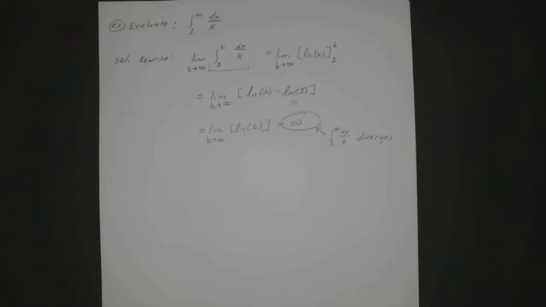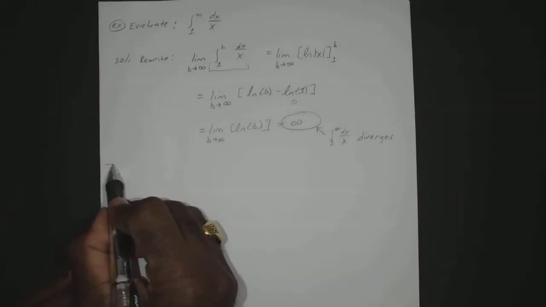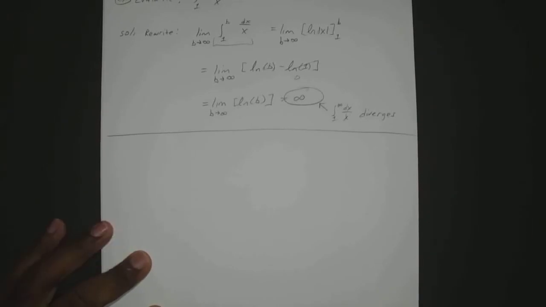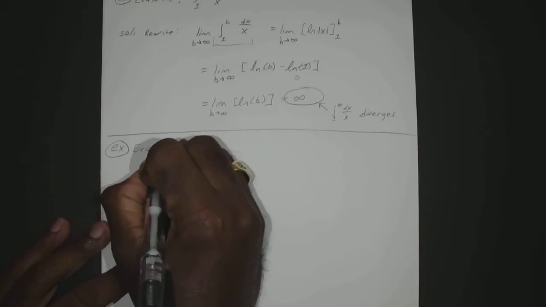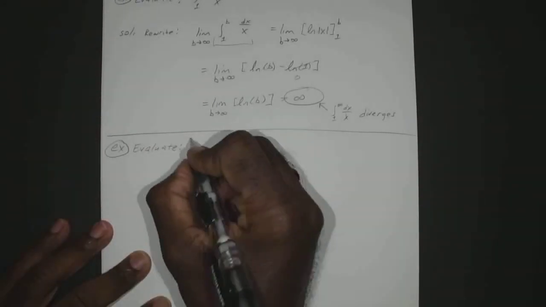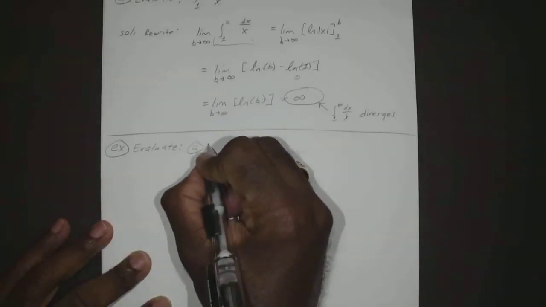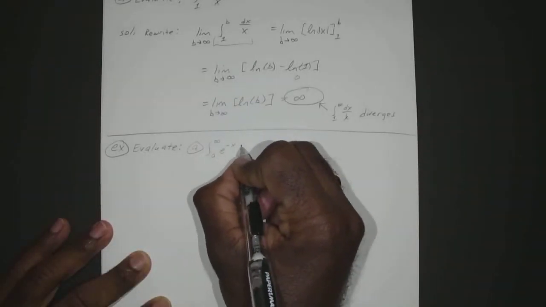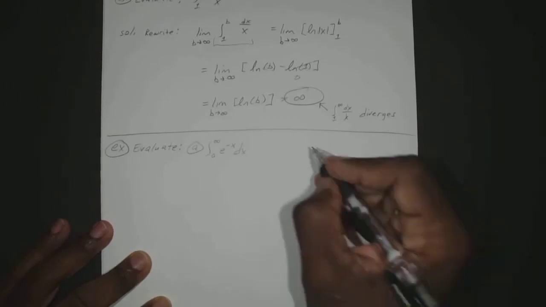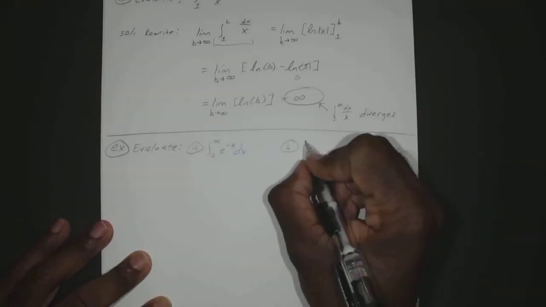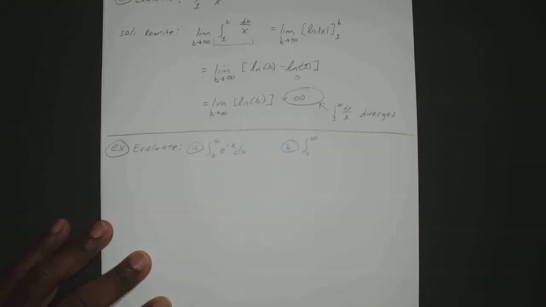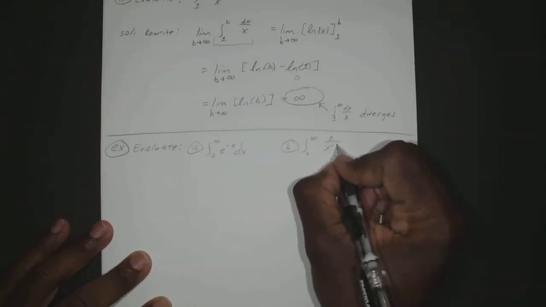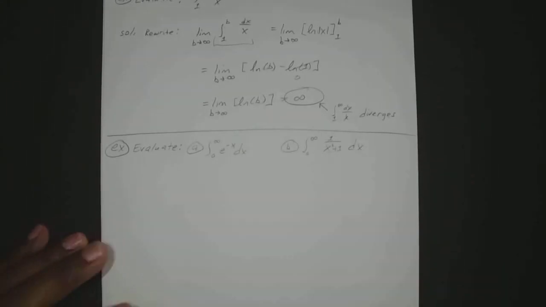All right, so any questions on that one? All right. Okay, so let's do another one. Let's say we wanted to evaluate, say for problem A, the integral from 0 to infinity of e to the negative x dx. And let's say for problem B, the integral from 0 to infinity of 1 over x squared plus 1 with respect to x.